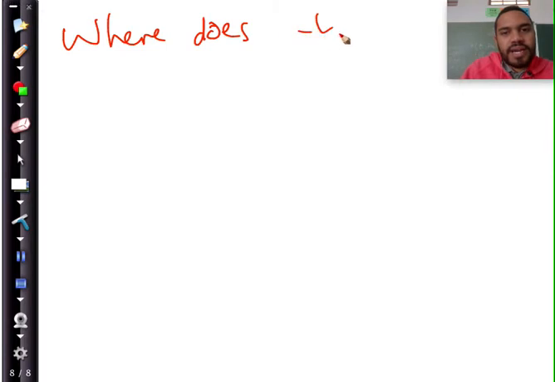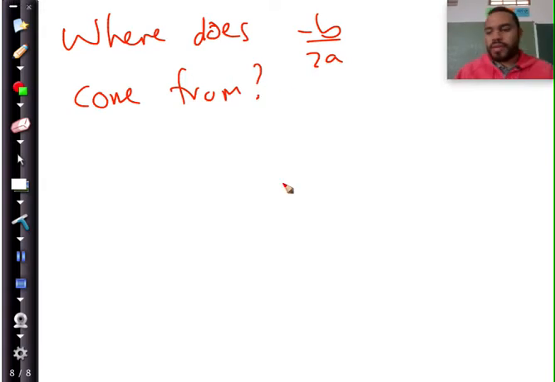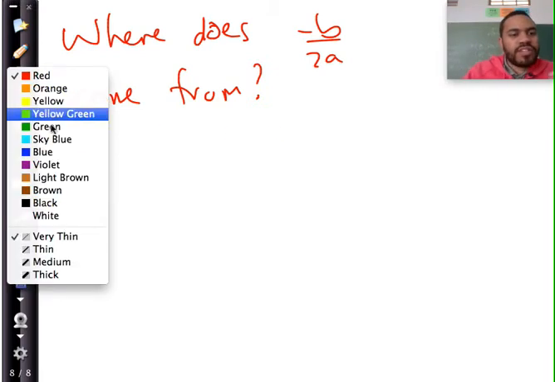The result of minus b over 2a is actually a shortcut coming from calculus. It is a shortcut coming from calculus. And what I want to look at now is the question, where does it come from? Where does minus b over 2a come from? Are you guys with me? Okay. Where does minus b over 2a come from? Now guys, I'm going to show you the steps.